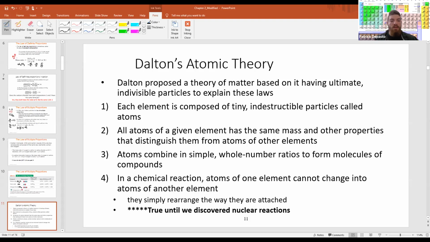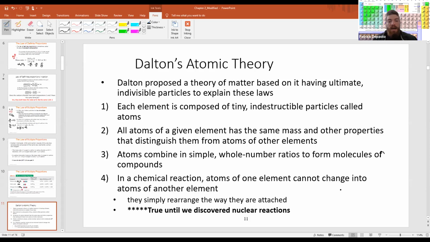Then number 3, atoms combine in simple whole number ratios to form molecules of compounds. Molecules or compounds, that should be. This is true because you can't have 0.2 of an atom. You can't have 0.5 of an atom. So whole number ratios, just like we went over.